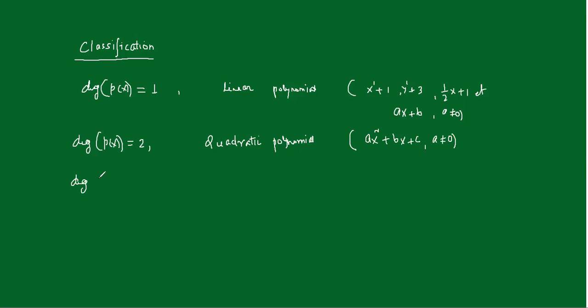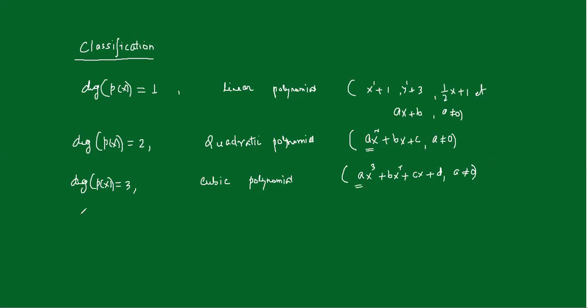If the degree of p(x) is 3, this kind of polynomial is called a cubic polynomial. The general form of a cubic polynomial is ax cube plus bx square plus cx plus d, where a is not 0. The highest power coefficient should not be 0. That is the indication every time we are doing.